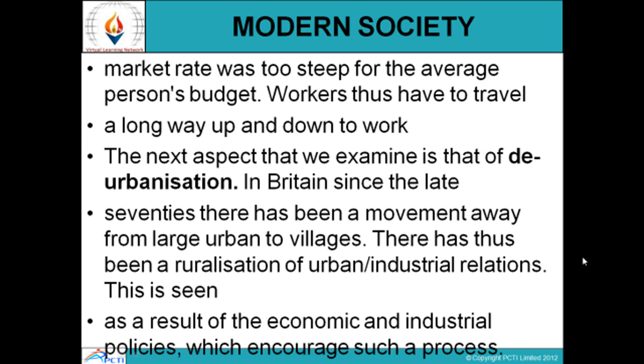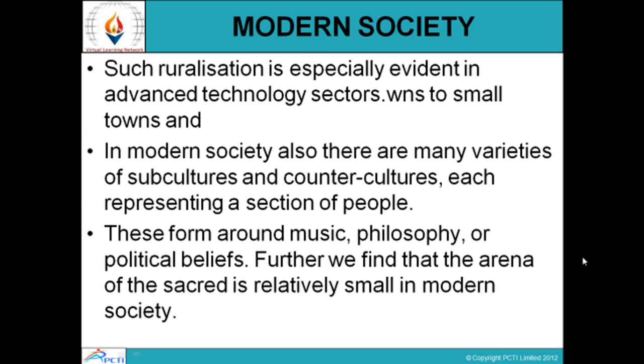In Britain, since the late 70s, there has been a movement away from large urban areas to villages. Thus, there has been a ruralization of urban and rural relations. This is seen as a result of the economic and industrial policies which encourage such a process.